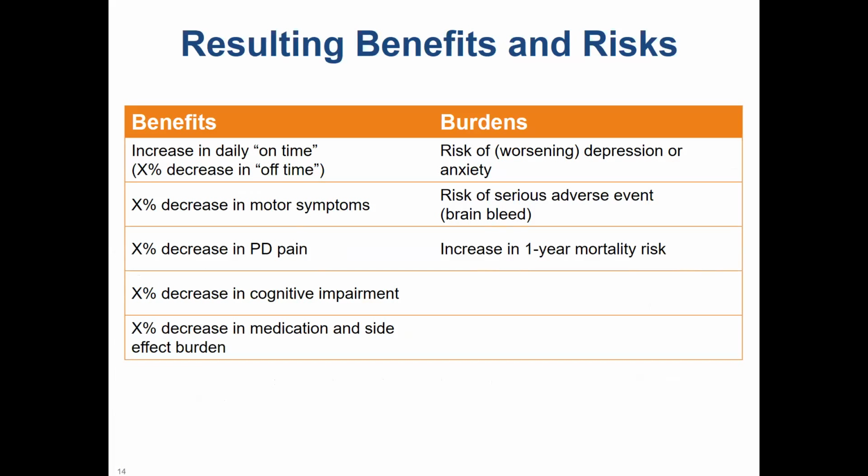These were looking at on time, decreasing motor symptoms, decreasing Parkinson's disease pain, which is another area that we didn't see too much in the literature, but really by working with patients and having the patient scientists at the table was something that we made sure was part of the patient preference study, as well as cognitive impairment and a decrease in medication side effects. And then the burdens or risks were about worsening depression or anxiety, severe adverse events, which was brain bleed, and then an increase in mortality risk.